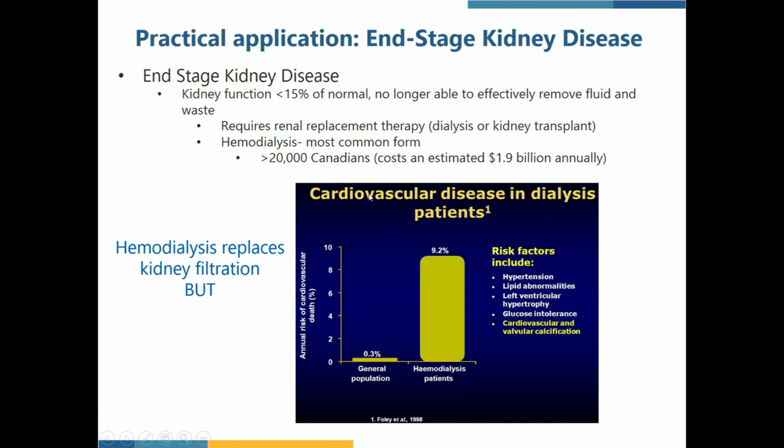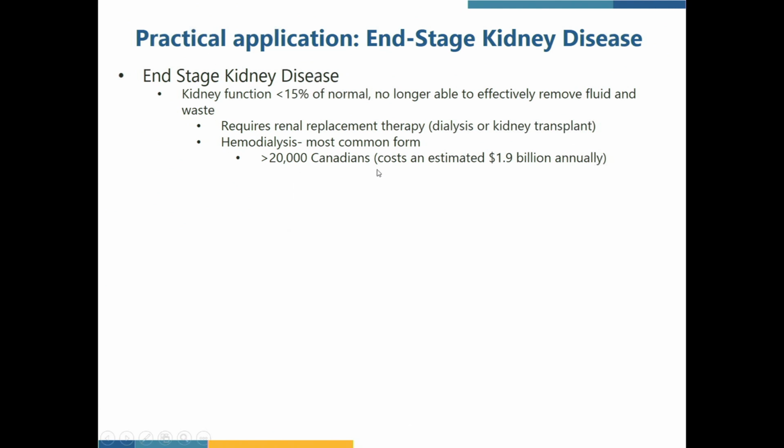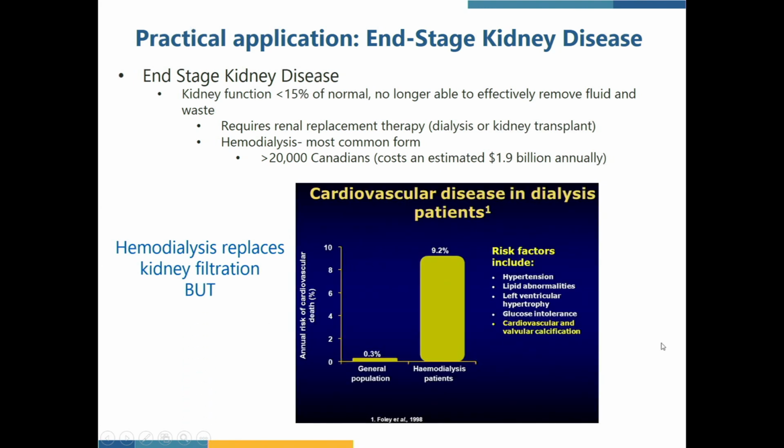It's about 20,000 Canadians each year who undergo hemodialysis. It's about 1% of our total healthcare expenditure. And hemodialysis does a good job of replacing kidney filtration, but it doesn't completely replace kidney function. And one of the main things that this manifests in is in cardiovascular disease. So individuals on kidney dialysis are at about a 30-fold increased risk of cardiovascular disease.